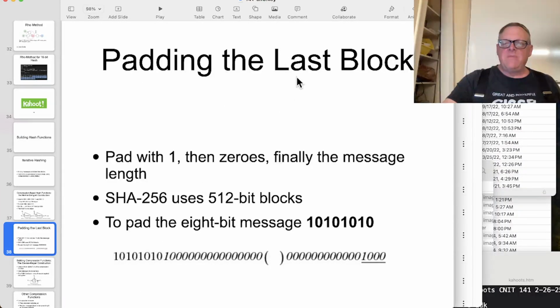You have to pad the last block to fill it. So the way they typically do it is pad with 1, then zeros, and finally the message length. So if you have an 8-bit message like this, then you'll have the message, and then a 1, then a whole bunch of zeros, and then at the end you'll have 8 in binary, which is this. That's how you'll do it. Some way to fill up the last block.